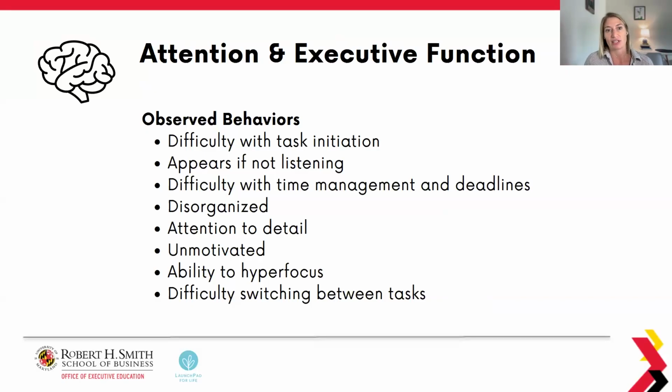Okay, so this is a little bit of just an example. Going back to that question I asked earlier of how can we get past our reaction to the initial observed behavior and dig a little bit deeper as managers. So these might be observed behaviors that you see for someone who struggles with attention and executive functioning. The difficulty with task initiation, they might appear if they're not listening, time management, deadlines, disorganized. You might think that they're unmotivated, and that's where maybe there's a lack of alignment there, and the switching between tasks.